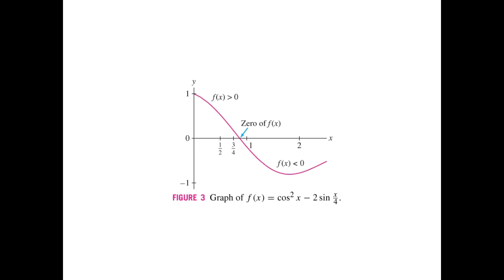How are you going to determine that? Well, first you have to just indicate that this function is continuous. Cosine is continuous. Cosine squared is continuous. Sine is continuous. Sine of pi x over 4 is continuous. Doesn't matter. Those are both continuous functions. Sum, difference of continuous functions, multiples of continuous functions, they're continuous. So nothing, no problem there.